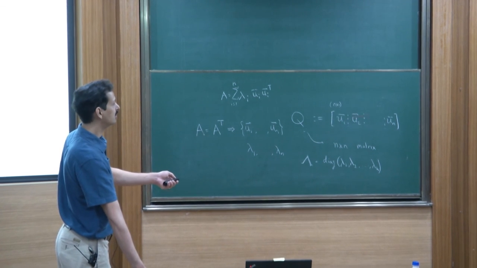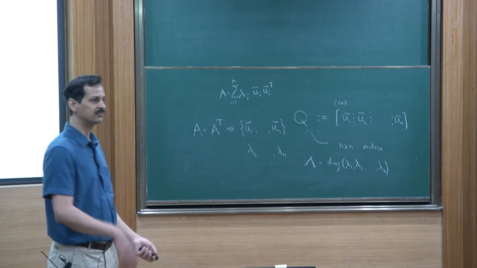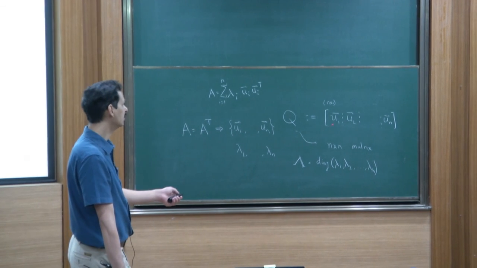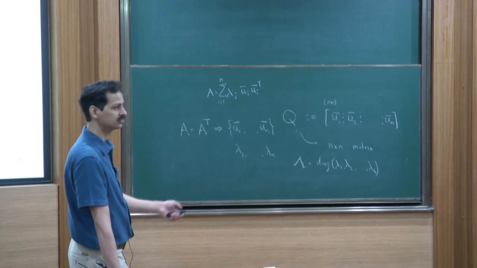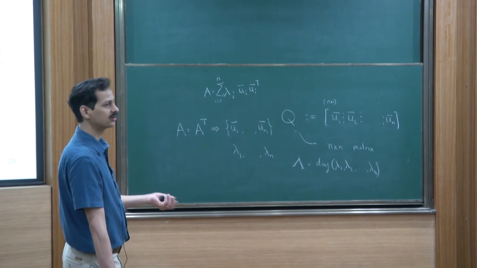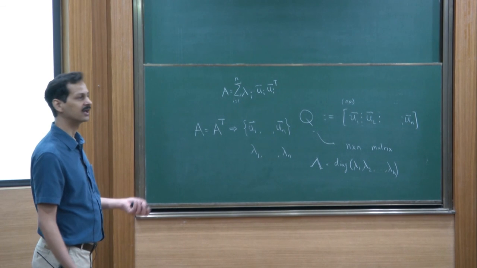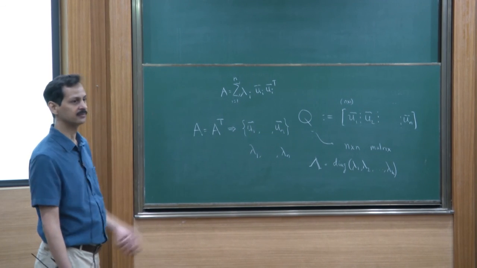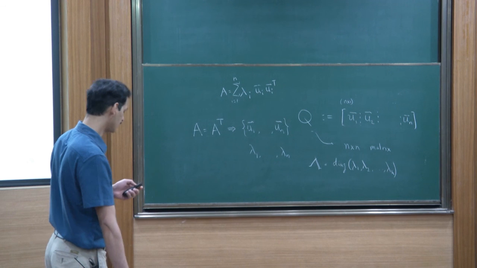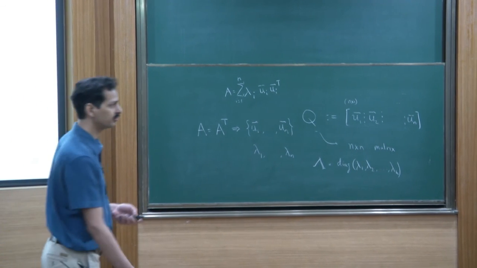Now, these ui's are orthonormal, and that's what gives us the second property, that Q times Q transpose is equal to identity. This also means that Q transpose times Q is identity, which means the rows of this matrix Q, even though we constructed it by augmenting the columns together, turn out to be orthonormal as well. But the rows are not the eigenvectors; the columns are the eigenvectors of A. So let's keep this in mind when we get to PCA. We will be using this spectral decomposition again.